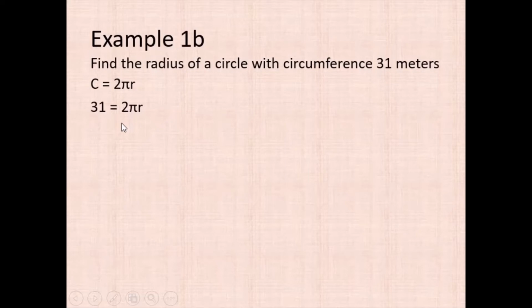So a couple ways that you can do this. What I like doing is multiplying out 2 and pi together first to get 6.28, and then I'm going to divide that over. So I have 31 divided by 6.28. That equals 4.93. A couple other ways you could do it. You could divide by 2 and then divide by pi. That should give you the same answer.